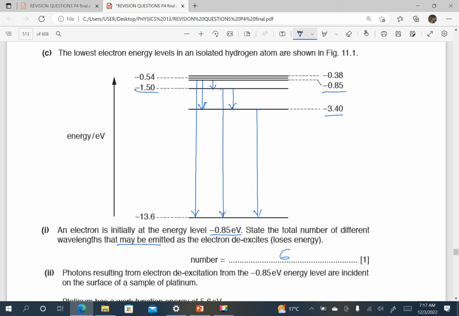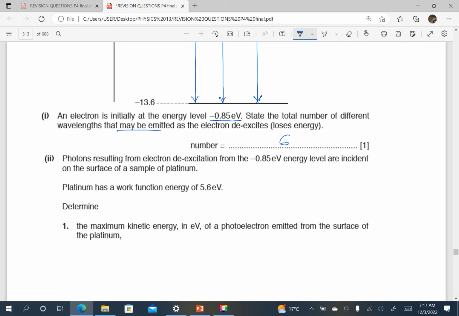It may lose energy directly from negative 0.85 to negative 13.6, or to negative 3.4, or to negative 1.5. If it goes to negative 3.4, it is still in an excited state. If it goes to negative 1.5, it is still in an excited state. So there is a possibility of it undergoing a further loss in energy. So those are 6 possible lines.